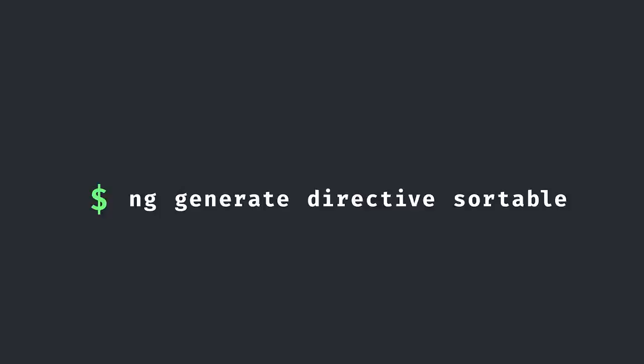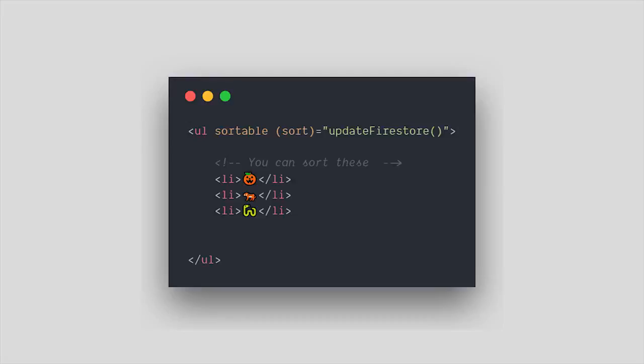It can do pretty much everything a component can do, but instead it attaches itself to a host element and extends the functionality of that element. When working with sortable lists like this, you'll usually attach this to an unordered list and then have your list items be sortable within it.